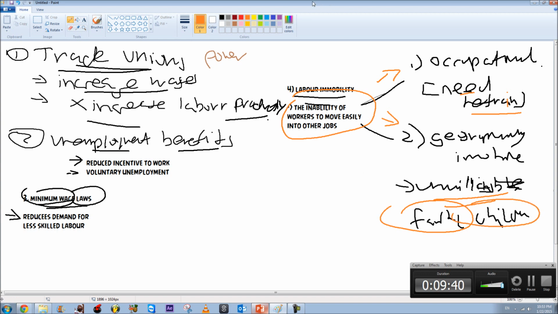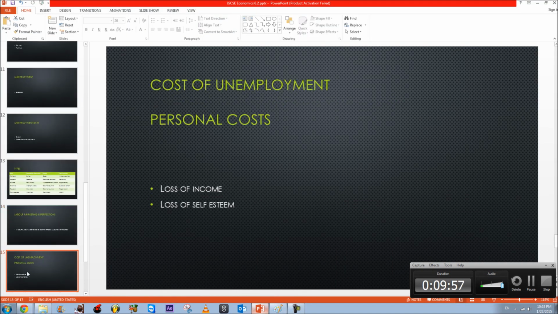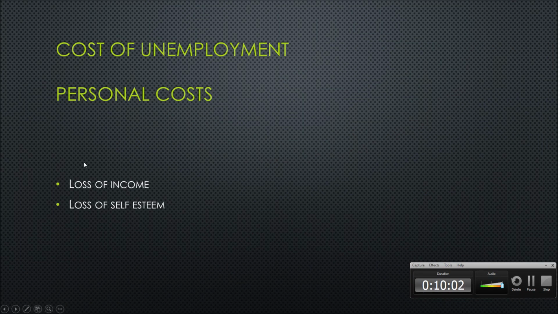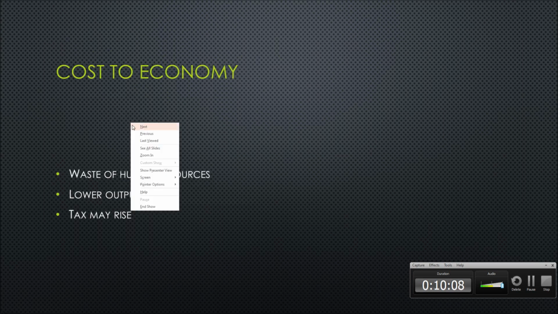So just imagine if you're a student and your parents get a job in a different country, and it's understandable why your parents might decline that offer because of geographical immobility. They just don't want to because of private reasons. So we link this to the cost of unemployment. There are three different ones: cost to the person, cost to government, and cost to economy.